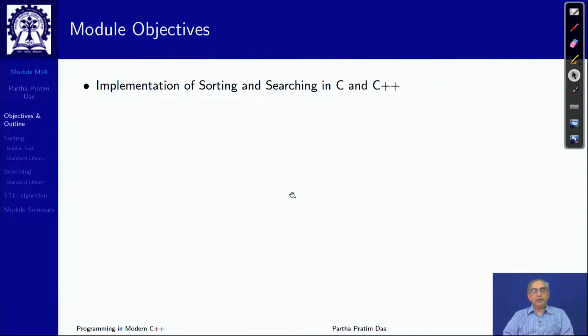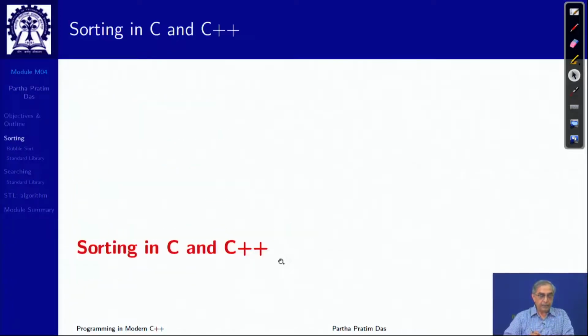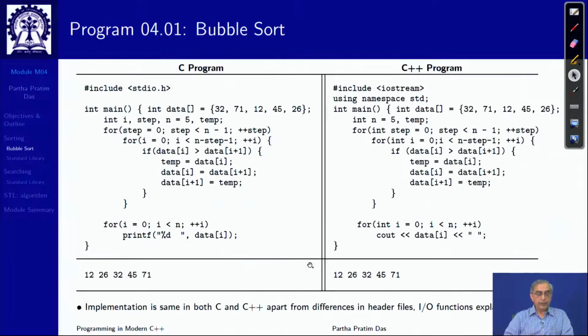In the current module, we will talk about sorting and searching in C and C++, which are the most common algorithms everybody learns when they start programming. This is going to be the outline, as will be available on the left hand side. First, we talk about sorting.